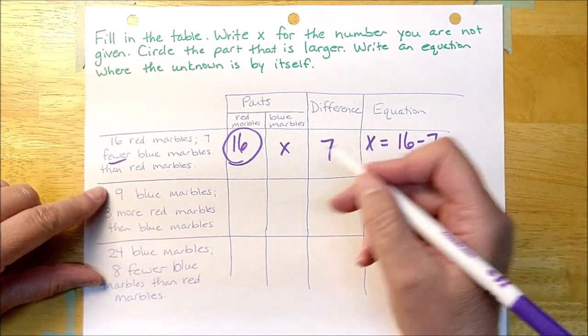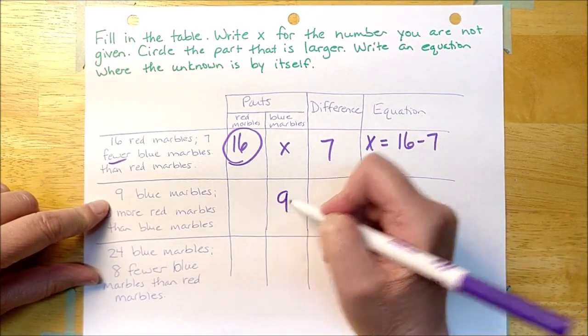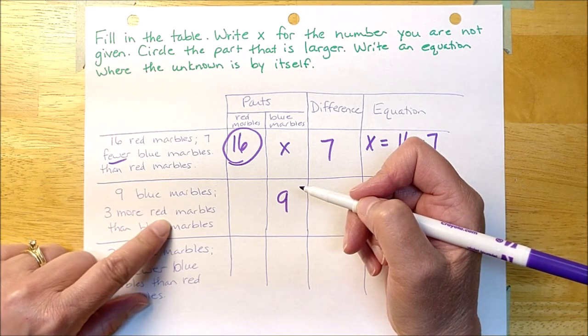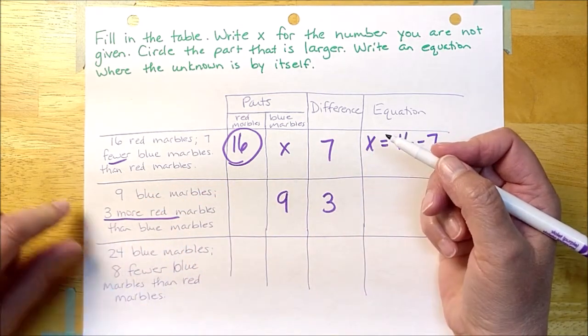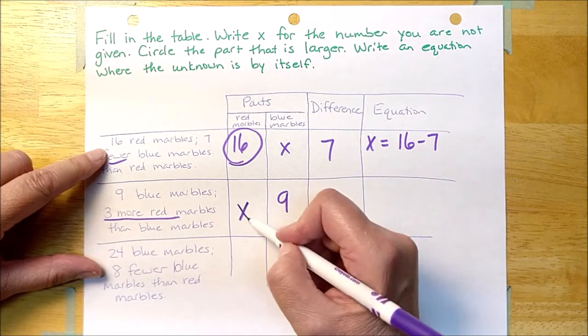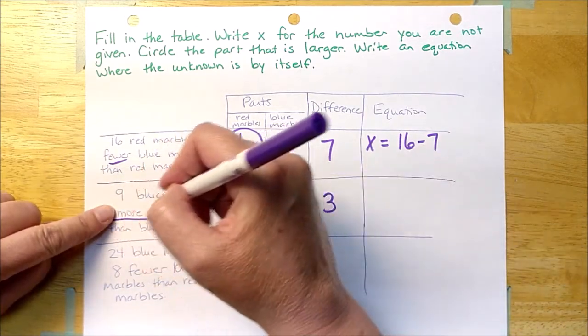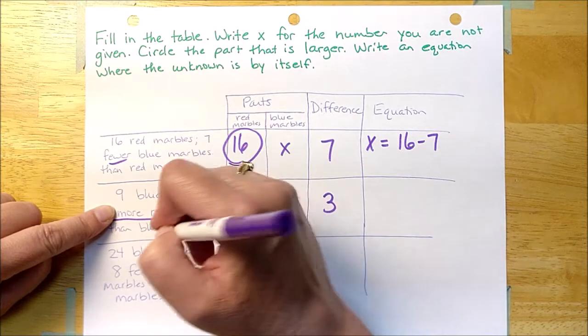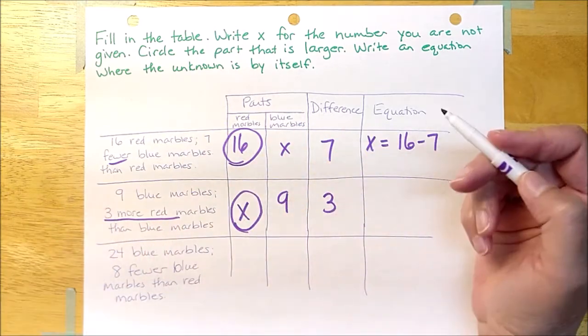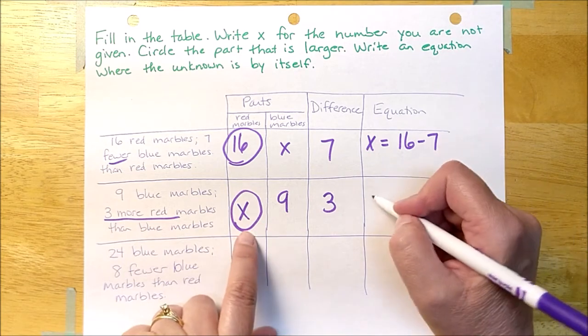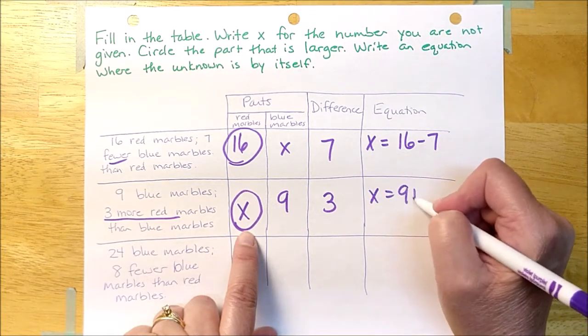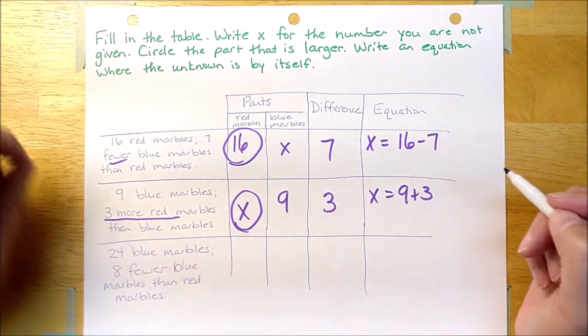I have 9 blue marbles. 3 more, oops, there's that word again, that's my difference. So I have to figure out how many red marbles I have. I have more red marbles than blue marbles, so this is my big number. So if I need to know my big number, that means I'm going to add those two together.